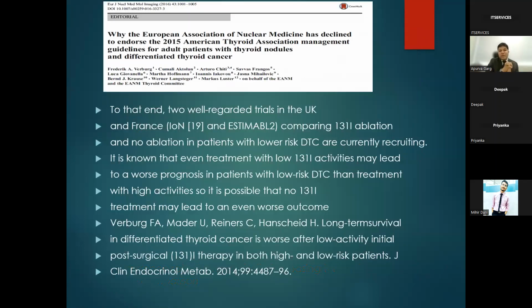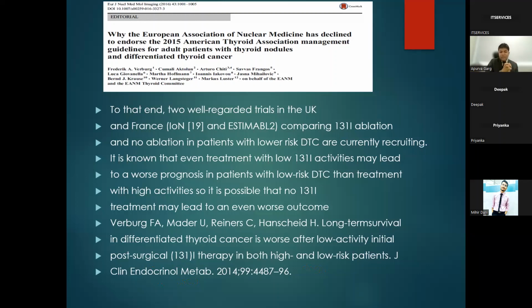Then, why has the European Association of Nuclear Medicine declined to endorse the 2015 American Thyroid Association management guidelines for adult patients with thyroid nodules? There were two well-regarded trials in the UK comparing I-131 ablation and no ablation in patients with low-risk thyroid cancer, which are currently recruiting. It is known that even treatment with low iodine-131 activities may lead to a worse prognosis in patients with low-risk DTC than treatment with high activities. So it is possible that no iodine-131 treatment may lead to even worse outcomes.